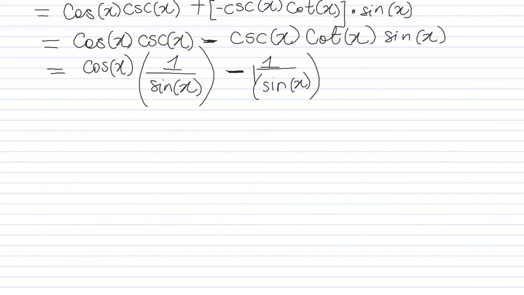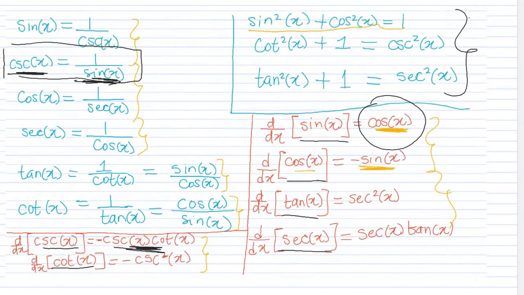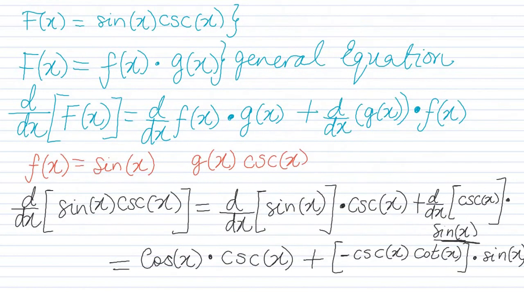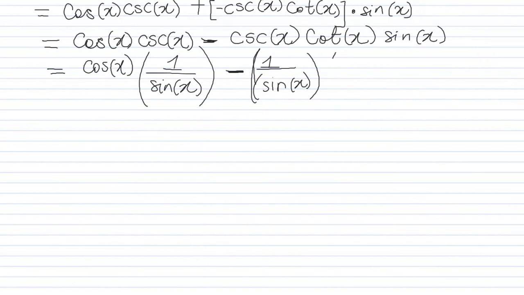And then, what is cotangent x? Let's go to the previous page. Cotangent x is the same thing as 1 over tangent x. I'm at the bottom where they say cotangent x equals 1 over tan x. But cotangent x is also equal to cosine x over sine x. So we're going to do that here as well.